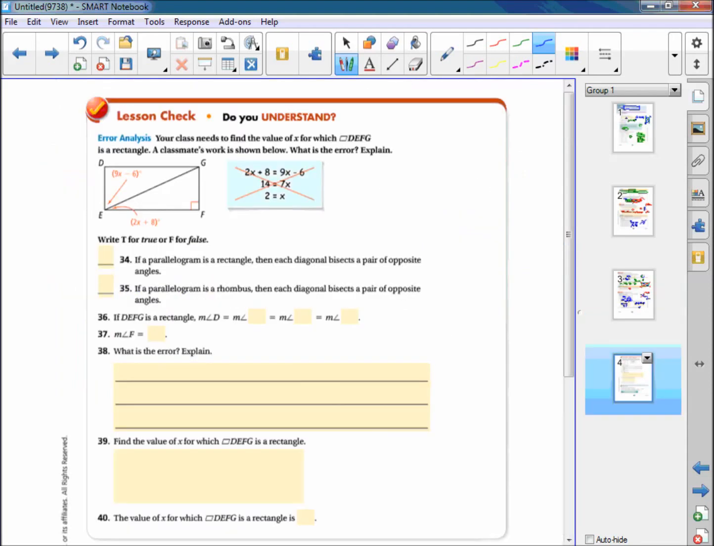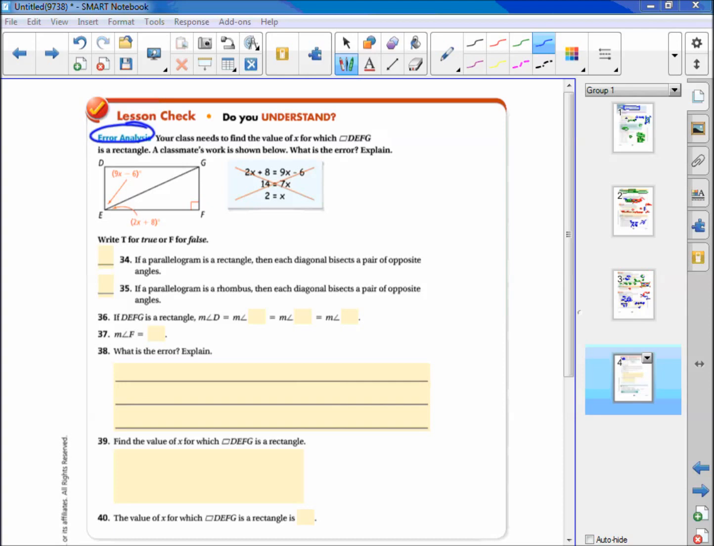On our last page, we have a lesson check. And as always with lesson checks, pause the video, try it yourself, and then come back to see if you actually learned. Welcome back. For our lesson check, we have another error analysis. Your class needs to find the value of x for which quadrilateral DEFG is a rectangle. So we want to get the right x to make it a rectangle. The class's work is shown here.